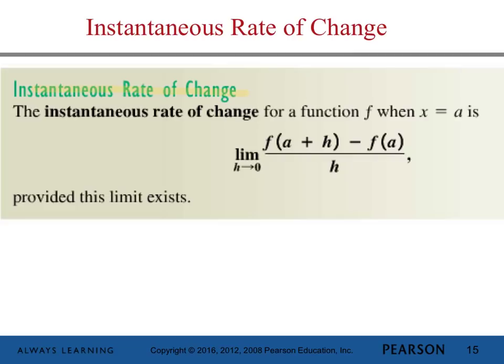And it gives you the instantaneous rate of change formula for any value of x equals a: the limit of this quotient, provided that limit exists. Because remember, that limit has to exist. As we approach from the right and the left, that has to actually exist.